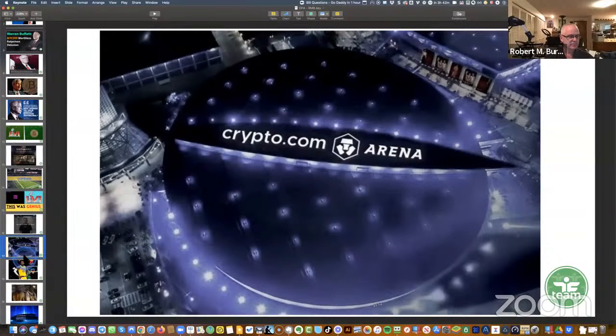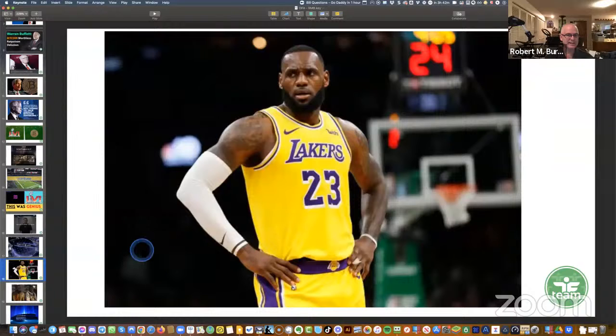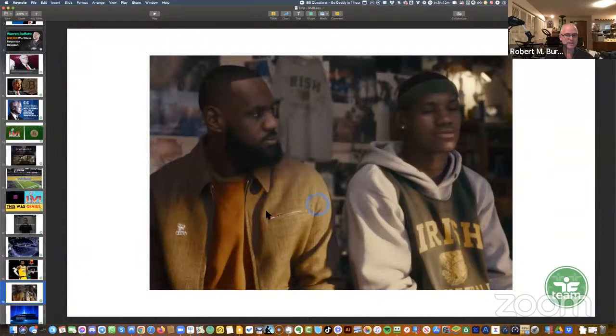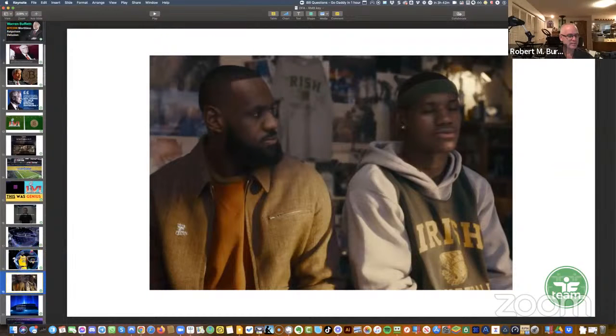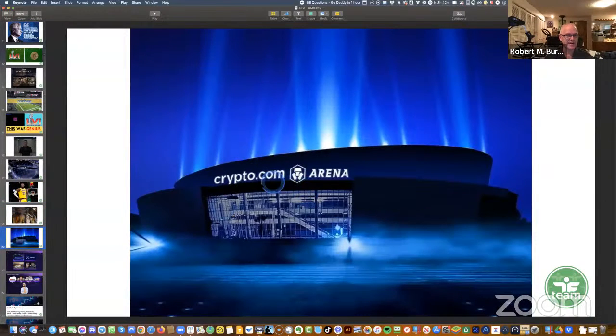Now, who plays at the crypto.com arena? Well, the LA Clippers, boxing, and the LA Lakers. This fella here and his team play there, and he and his son are the spokespeople for crypto.com. They were on the Super Bowl. And again, keep in mind $700 million to get their name there, not the real estate, just to get their branding on that facility.